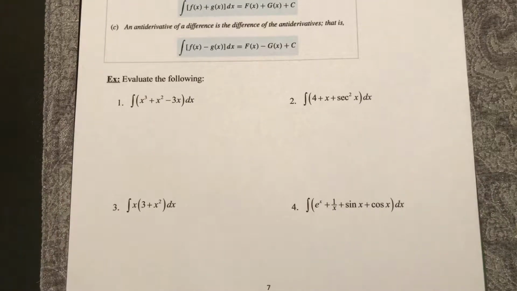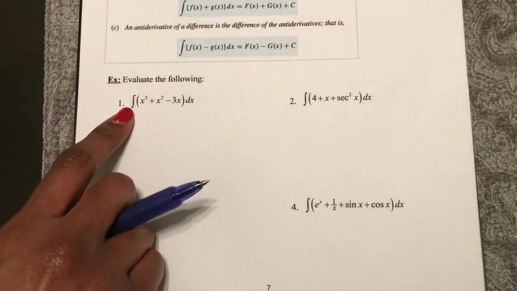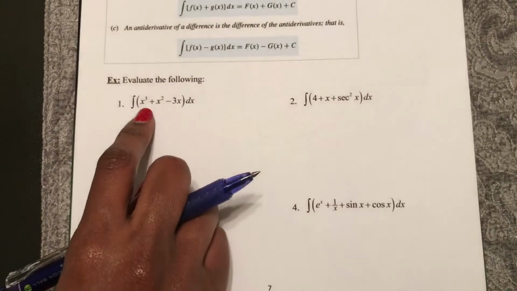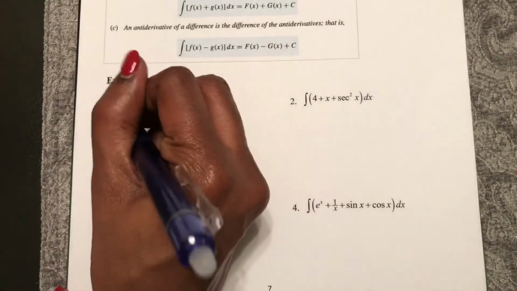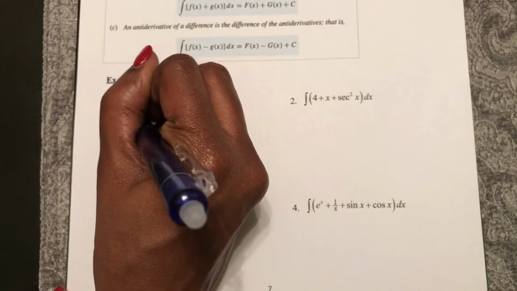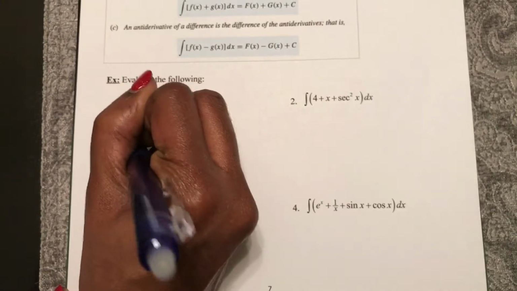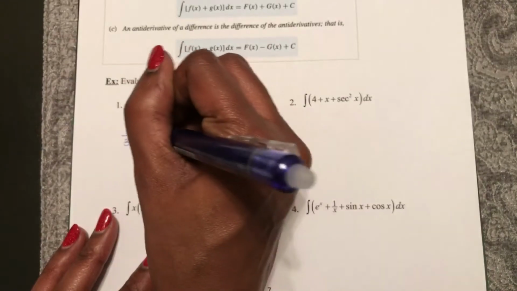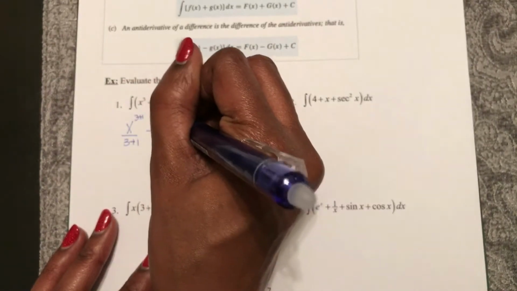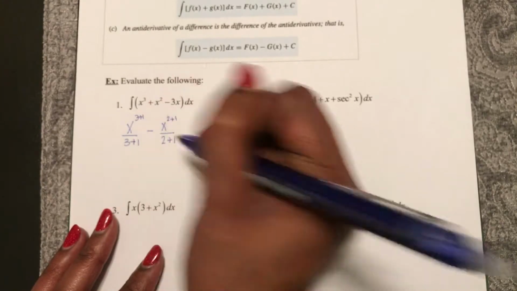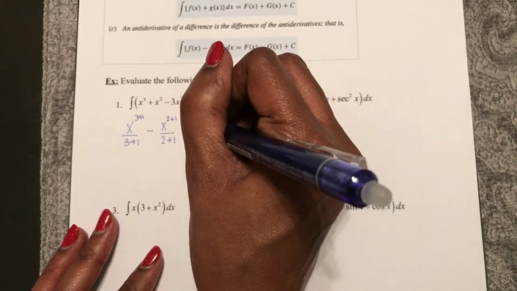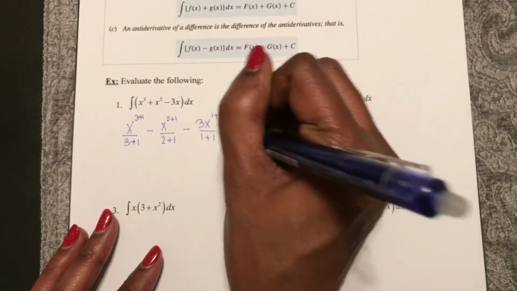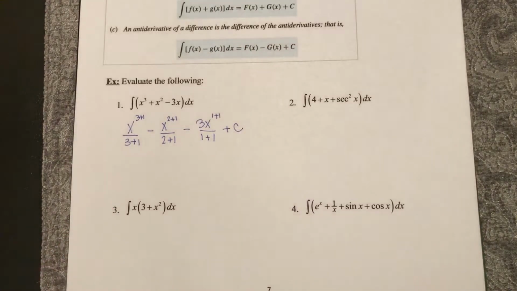So we want to evaluate the following. Remember, this means find the antiderivative. So the integral of x cubed would be x to the 3 plus 1 over 3 plus 1. Right? We're working backwards using our power rule. Minus x to the 2 plus 1 over 2 plus 1. Minus 3x to the 1 plus 1 over 1 plus 1 plus c.